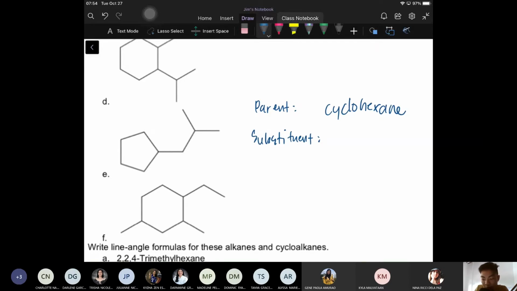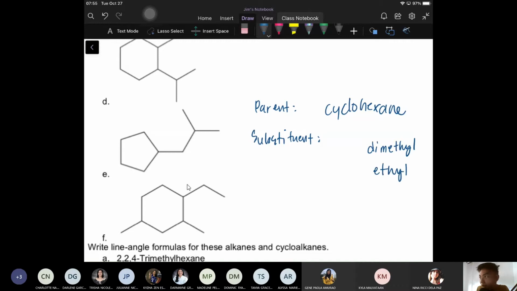So its name will be dimethyl. Okay? That will be dimethyl. Dalawang CH3. Okay, so that's dimethyl. Here and doon. And this substituent, its name will be ethyl.